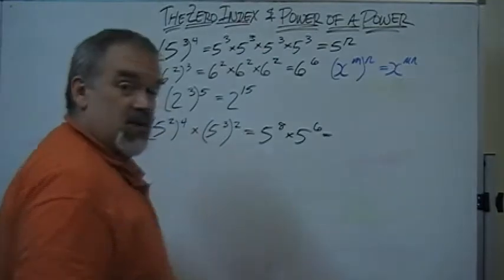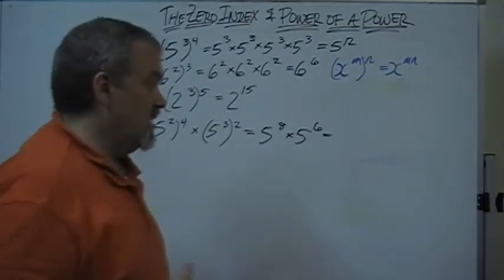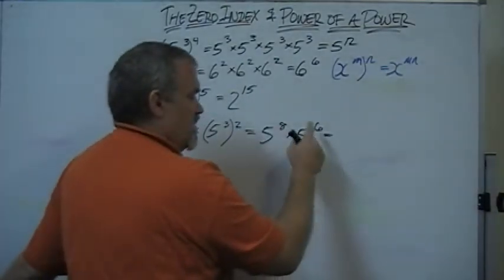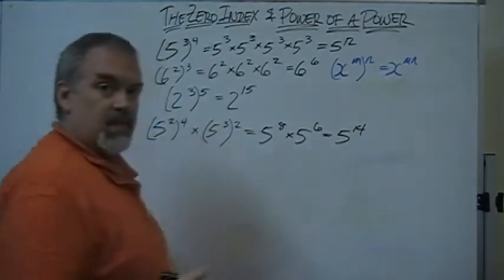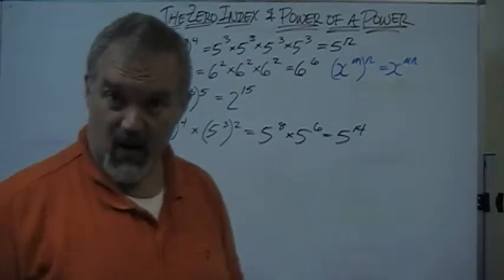Now we're back to our original index law for multiplication. The bases are the same. What do we do with the exponents? We add them together and we get 5 to the 14th. Now, that is power of a power.